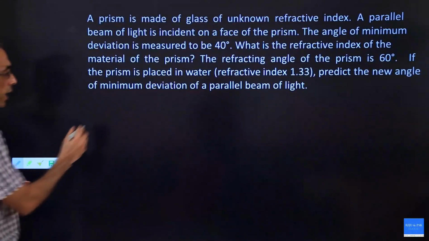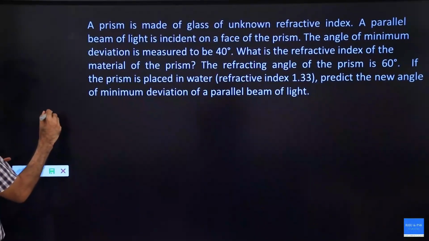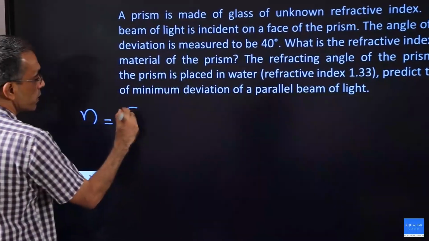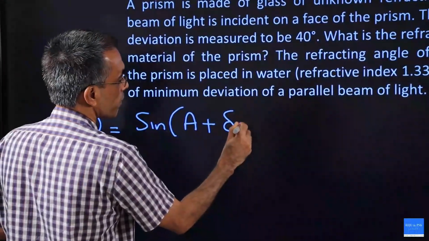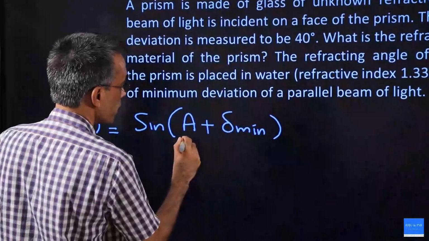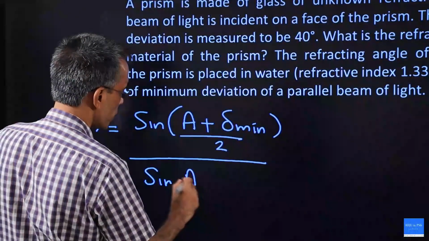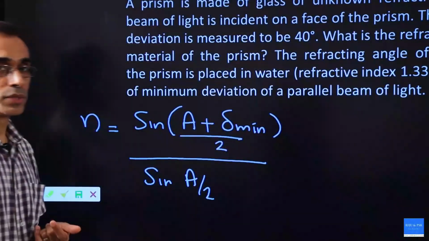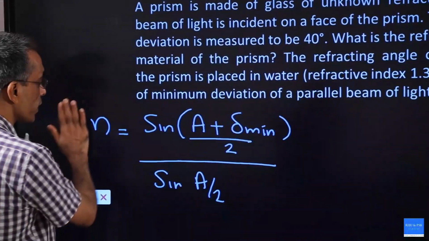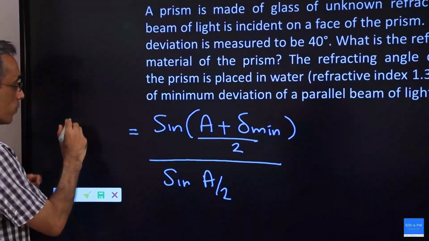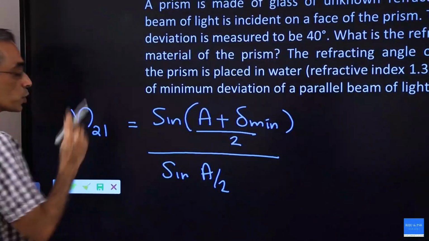We know angle of minimum deviation and refractive index are related. See, n is equal to, the equation was sine of (A plus delta minimum) divided by 2 divided by sine of A divided by 2, where A is the angle of the prism. This is the equation. But what is this n actually? This n is a refractive index. This n is the refractive index of the material of the prism with respect to the surrounding medium, n21.